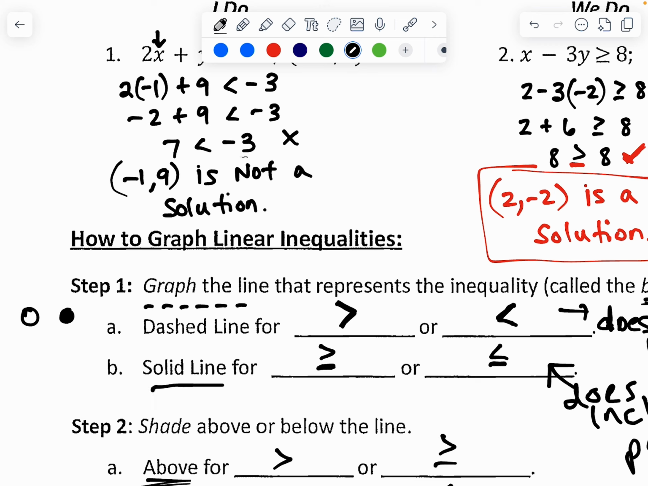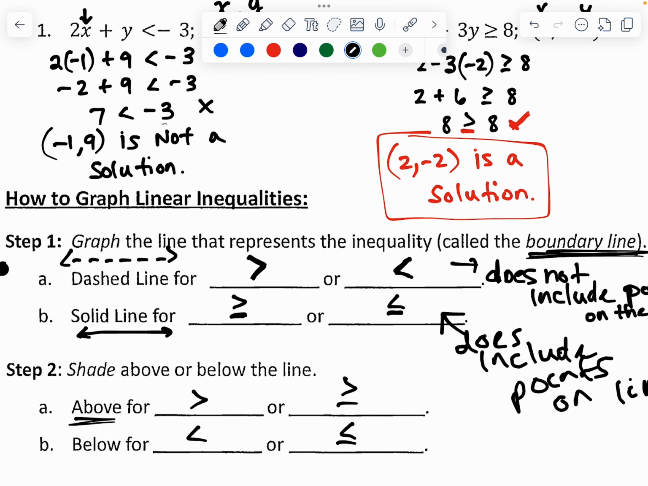All right, a solid line is just going to be your normal solid line like we have been drawing. And that has your line underneath. That means it includes the points on the line. So it's greater than or equal to, or less than or equal to. Line underneath, solid line. No line, dashed line.